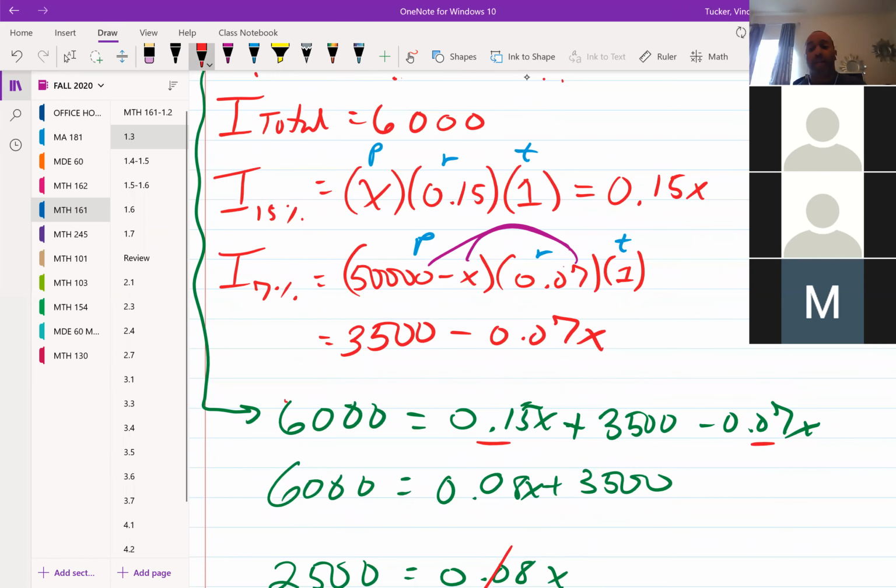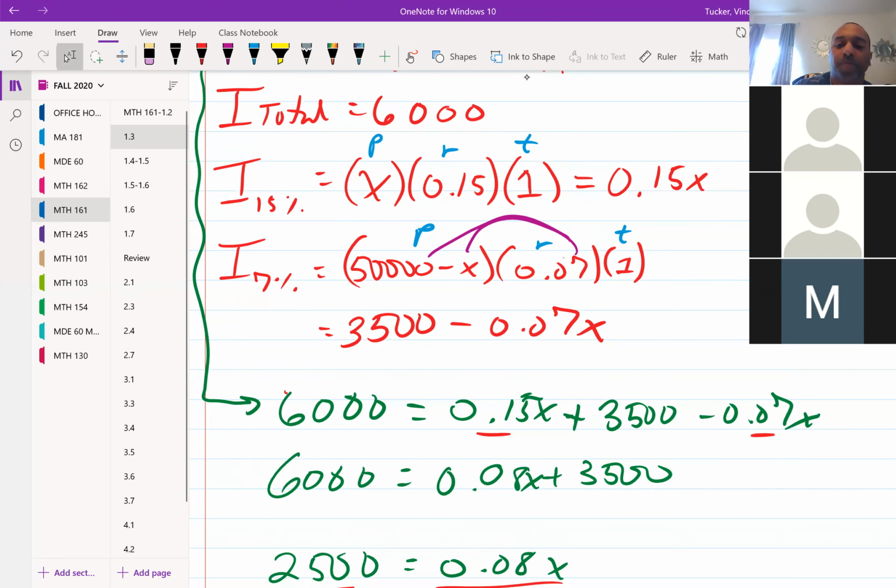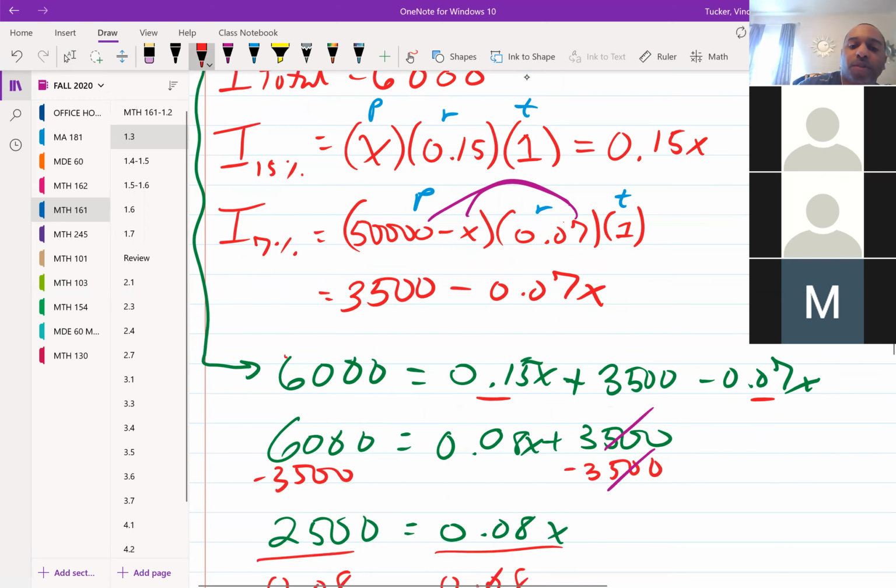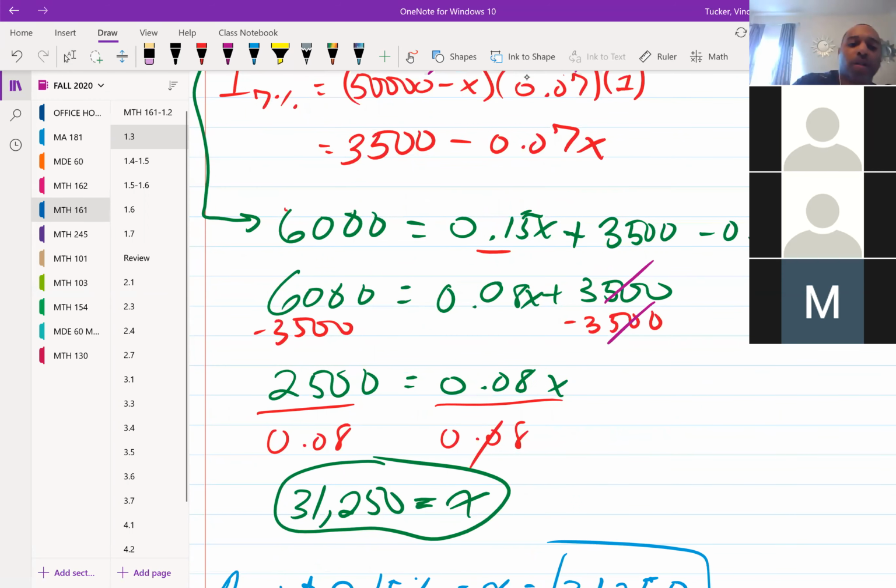So you would do 0.15X minus 0.07X, and that'll be 0.08X plus 3,500 on the right, equal to 6,000 on the left. Then you will subtract 3,500 from both sides. 3,500 cancels on the right, and that'll leave me with 2,500. Let me walk through it: 2,500 equal to 0.08X. And then to finish it off, divide by that 0.08.